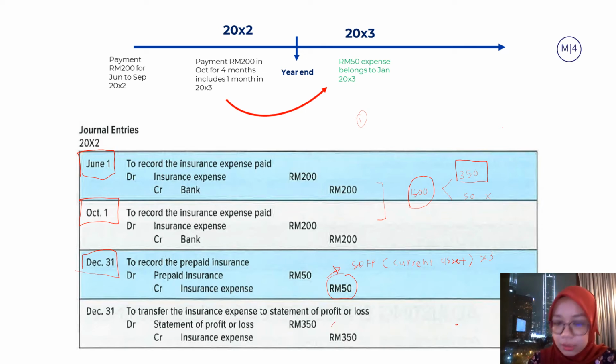Debit profit or loss: this 350 will be transferred into the statement of profit or loss under operating expenses, and then credit the insurance expenses, operating expenses.